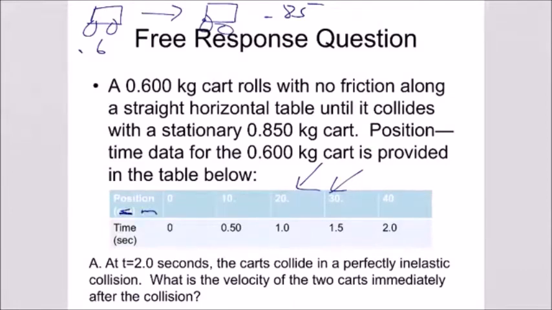So at t equals 2 seconds, the carts collide in a perfectly inelastic collision. And hopefully you know that means that they stick together. Momentum is conserved in that case, but kinetic energy is not. What is the velocity of the two carts immediately after the collision? So let's go over to the next slide and try to get a solution for this.